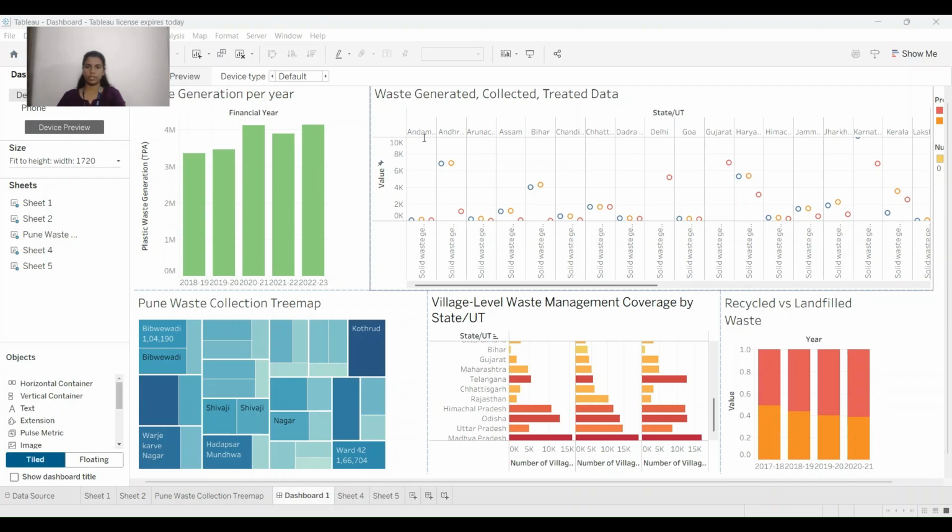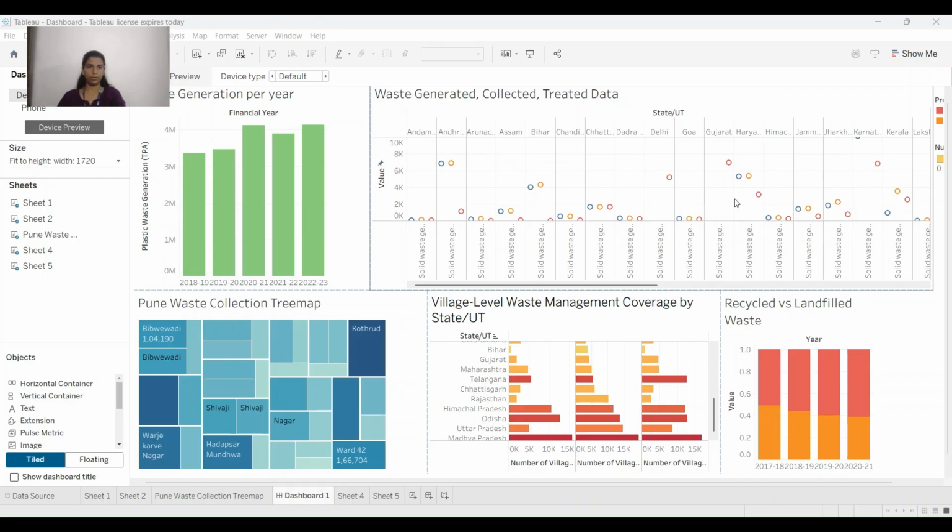Each parameter is represented using a colored circle for easy comparison. Here, as you can see, the yellow circle indicates the solid waste generated, the blue circle indicates the solid waste collected, and the red circle indicates the solid waste treated.